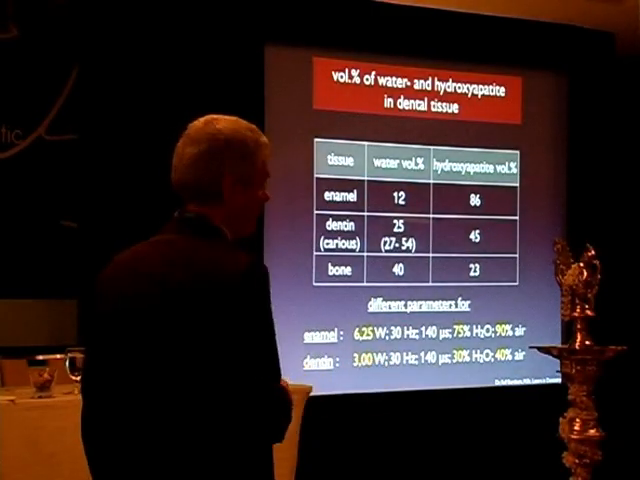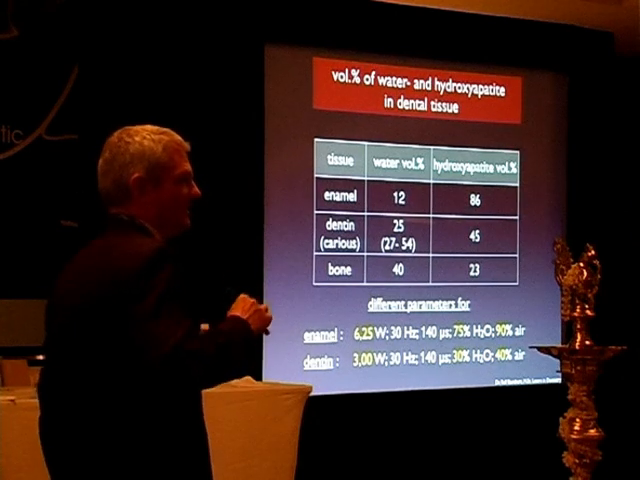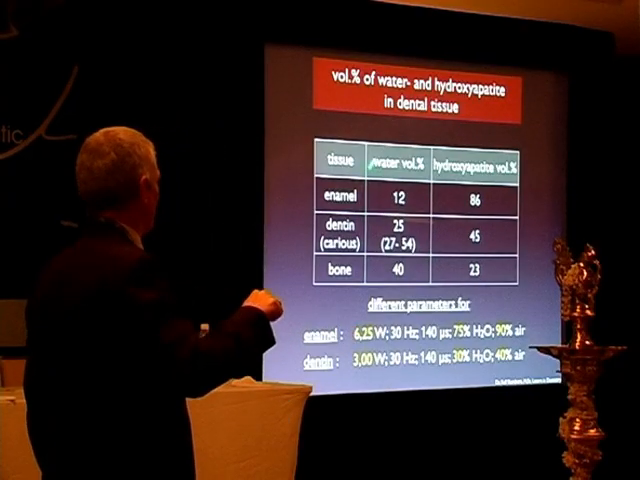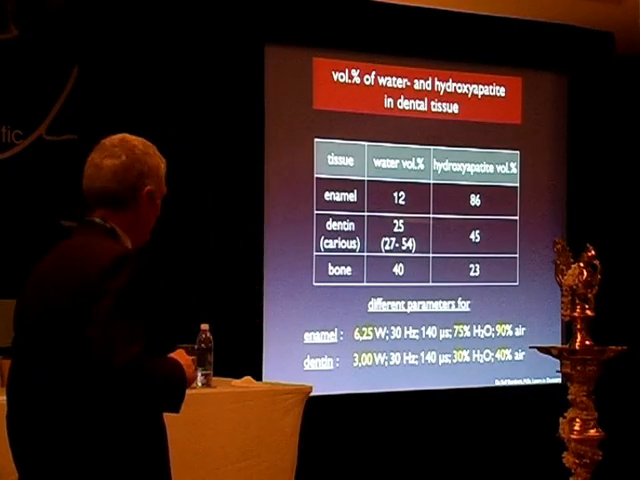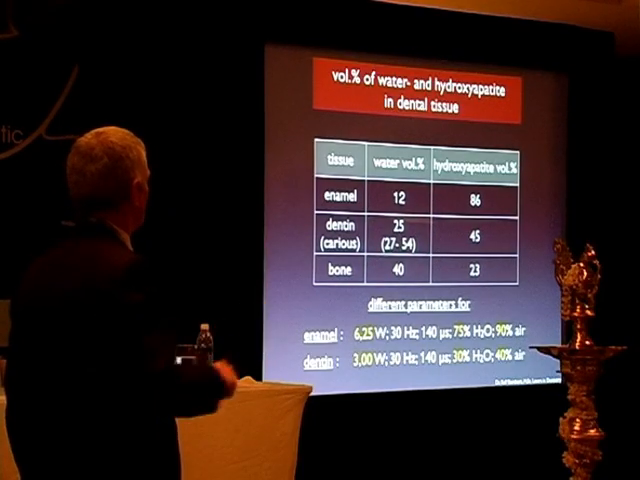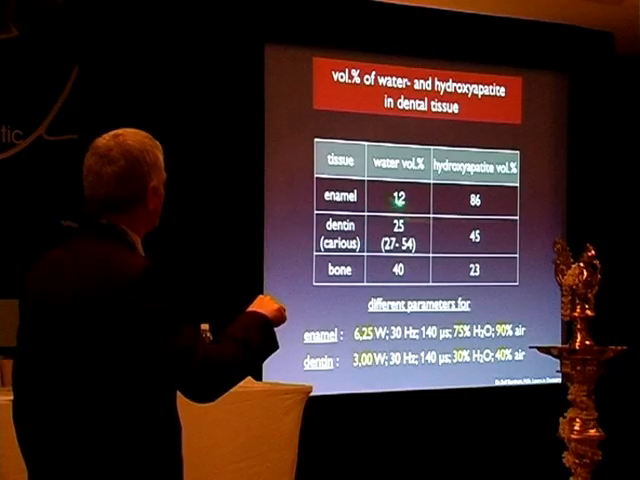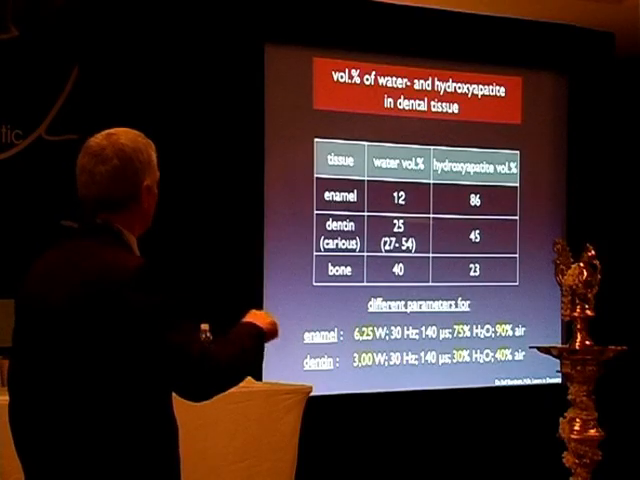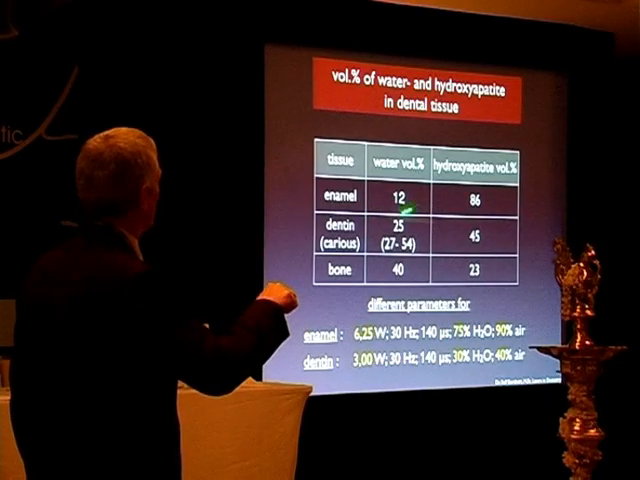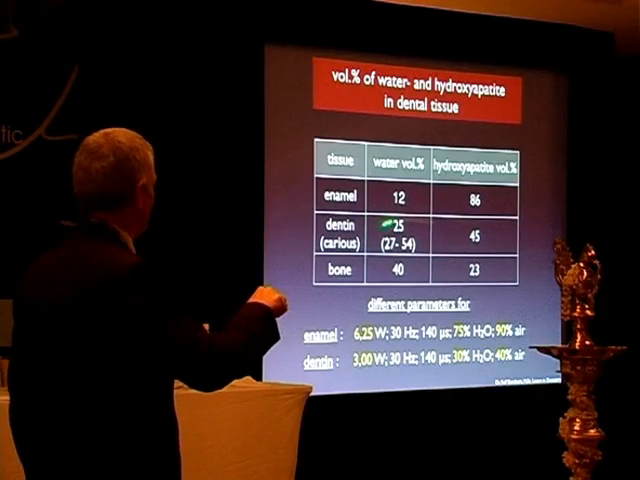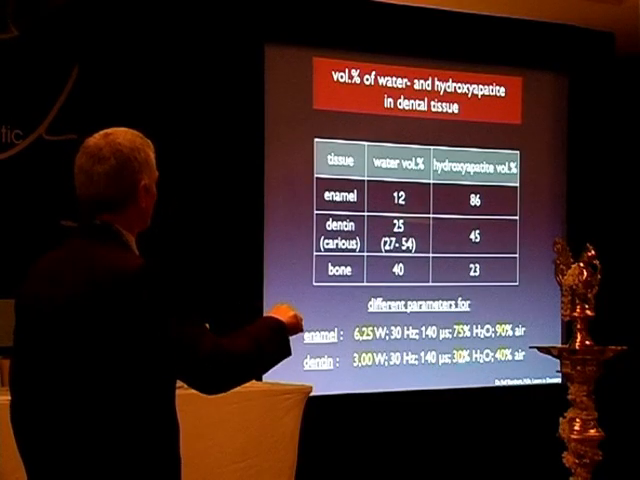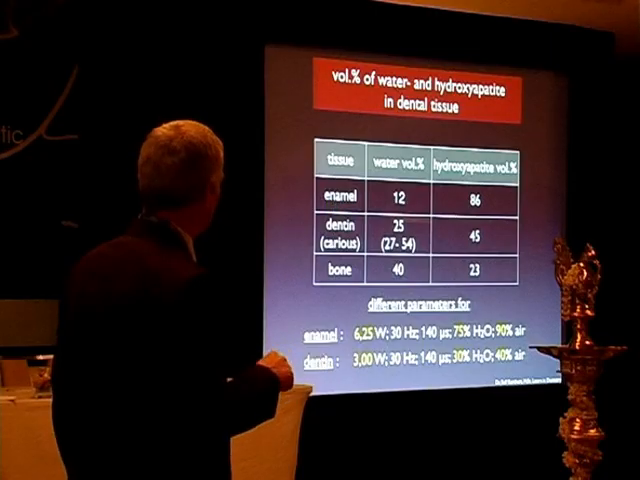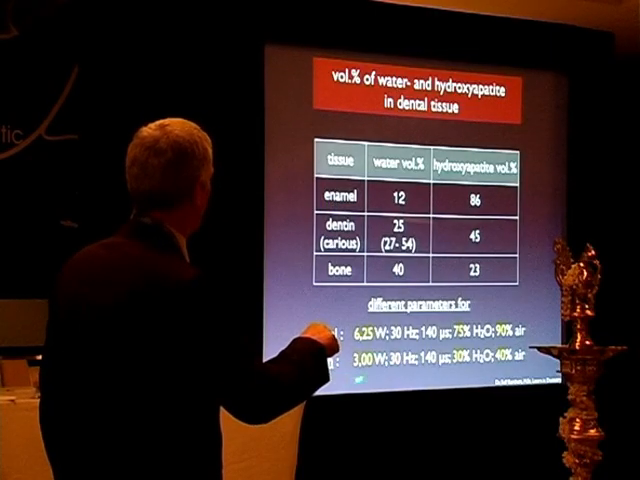And this is the reason why you have different parameters for dentin and for enamel, because you can see the water content, which is very, very important for the erbium laser, is much higher in dentin. It's 25% and 12% in enamel. So in enamel, you use more power and more water because you have less water in the tissue. In dentin, you have more water, so you use less water with the spray. And the dentin is softer than enamel, so you use less power.